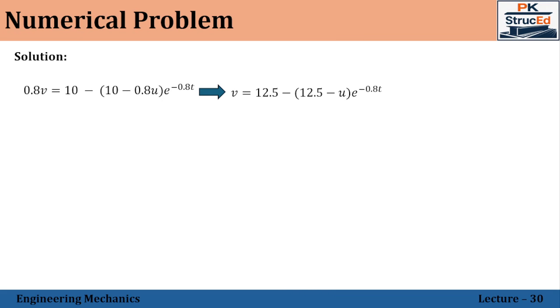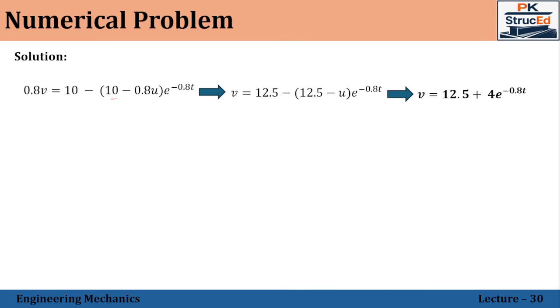One more thing is that before that I can bring this 0.8 to the right side. So v is equal to 10 divided by 0.8, which becomes 12.5, and again here also 10 divided by 0.8 becomes 12.5, and this becomes 1. Okay, so that's what has been written. v is equal to 12.5 minus (12.5 minus u) into e power minus 0.8 t.